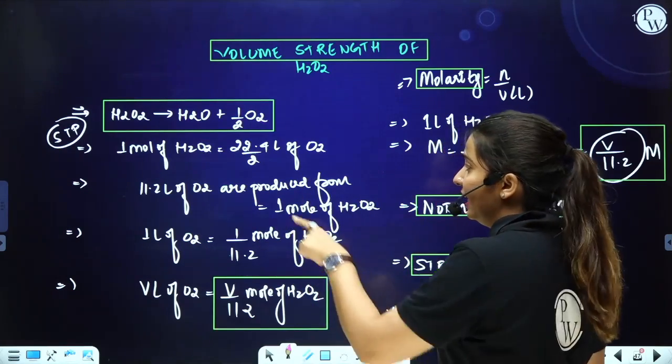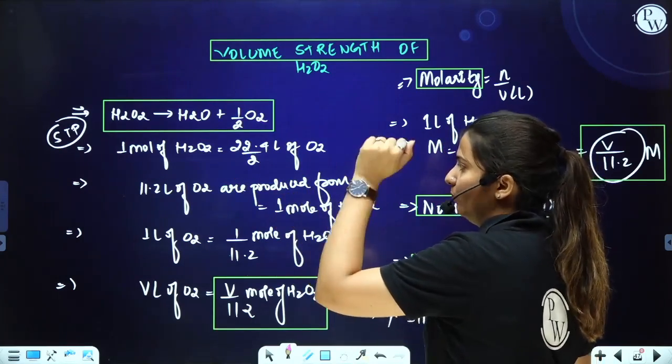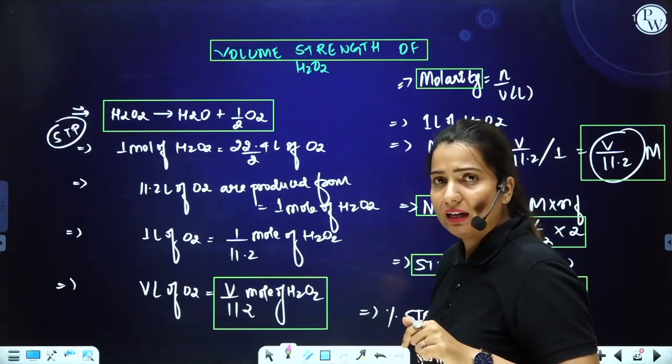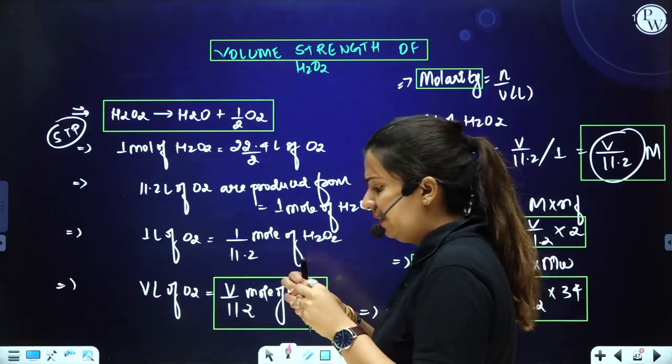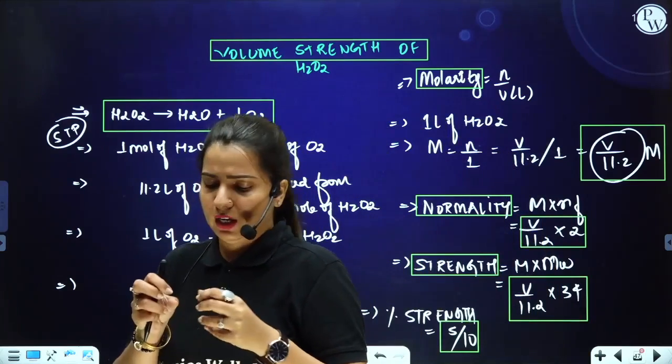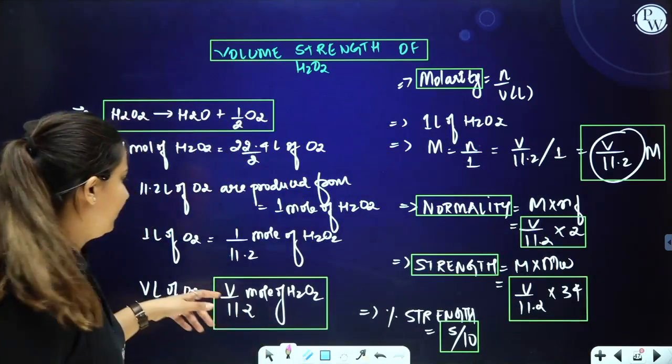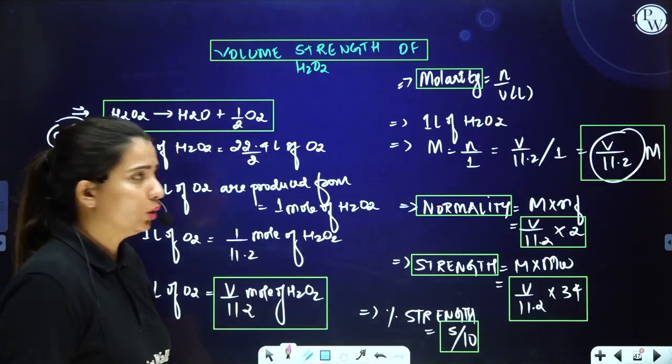And I can write, if 11.2 are produced from 1 mole, so 1 liter will be produced by 1 by 11.2. Just the unitary method I am using. And then I have taken some amount, maybe V liter, X liter, I can take anything. So I have taken V liter of O2. So I will get V by 11.2 mole of H2O2.